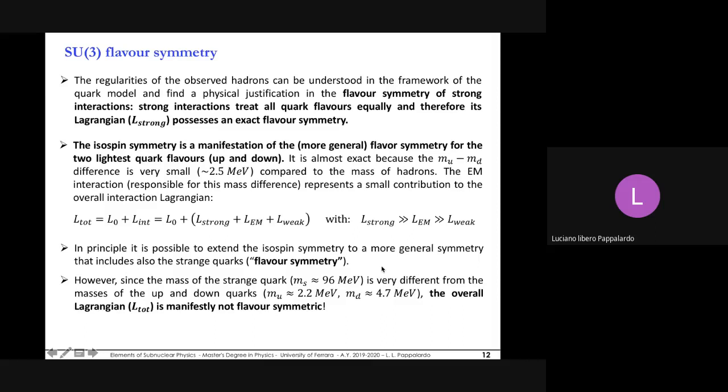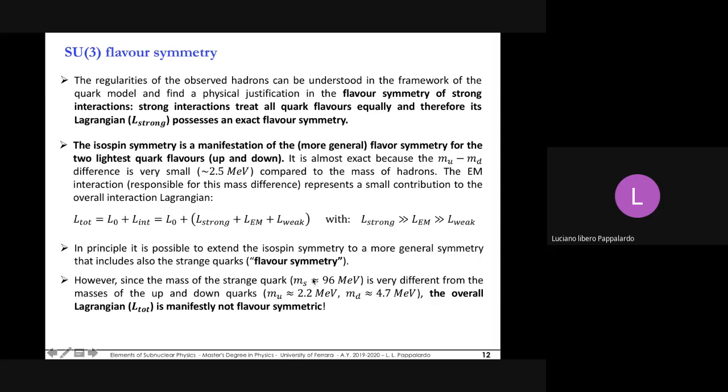Now, in principle, it is possible to extend the isospin symmetry to a more general symmetry that also includes the strange quark. So not anymore just up and down, but up, down, and strange. And this is what we call, in fact, the flavor symmetry. There is, of course, a problem now, because the mass of the strange quark is of order 96 MeV, and it is very different from the mass of the up and down quarks, which are of order a few MeV. So the overall Lagrangian now, L_tot, is manifestly not flavor symmetric, okay?